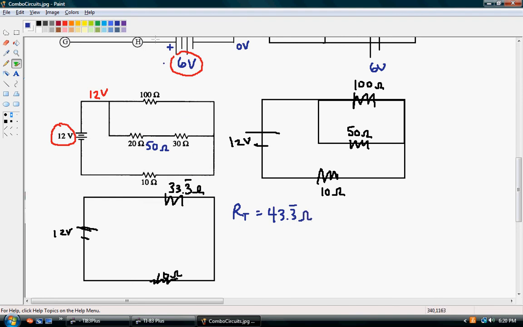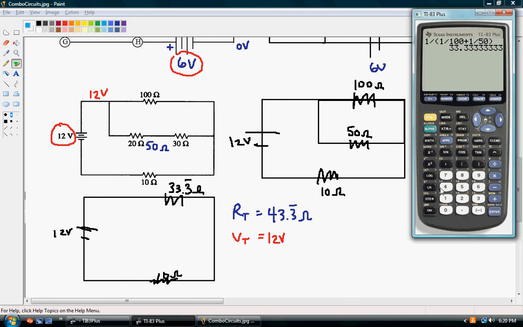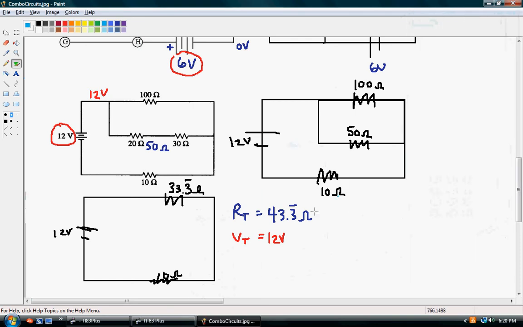We know our total voltage is 12 volts. If we have our total voltage and our total resistance, we can find ourselves our total current. So 12 divided by 43.33333. Okay, we get a current of 0.2769 amps. Or in other words, coulombs per second.